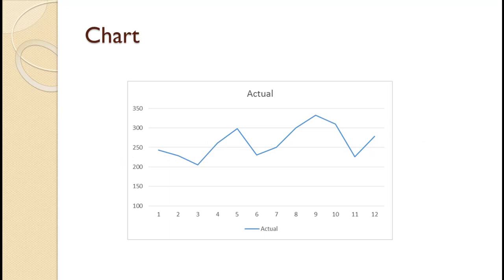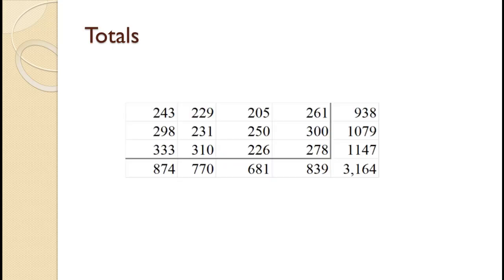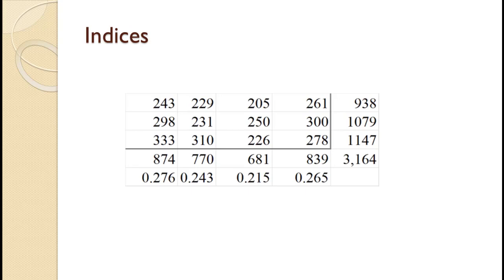We begin by looking at a chart of the data. It clearly has seasonality along with a positive trend. We next arrange the data into a table and compute row totals, column totals, and a grand total. That is shown on the slide. Using the column total and the grand total, we next compute the quarterly indices as shown on the slide. Quarter 1 is 0.256, Quarter 2 is 0.243, Quarter 3 is 0.215, and Quarter 4 is 0.265.